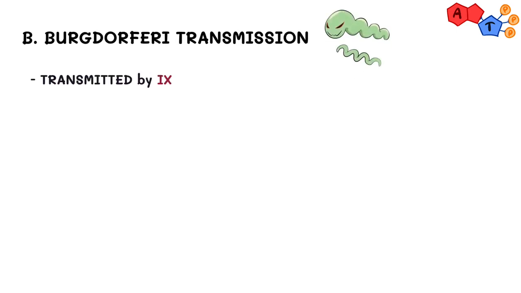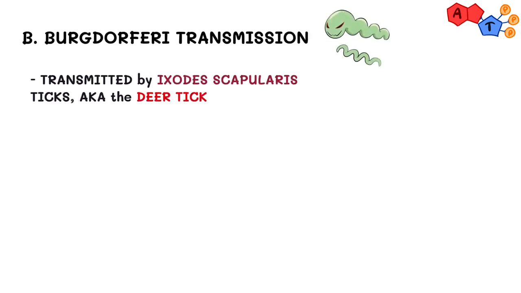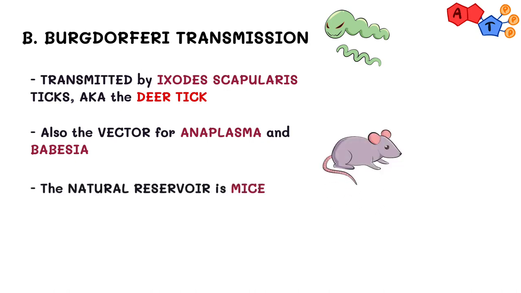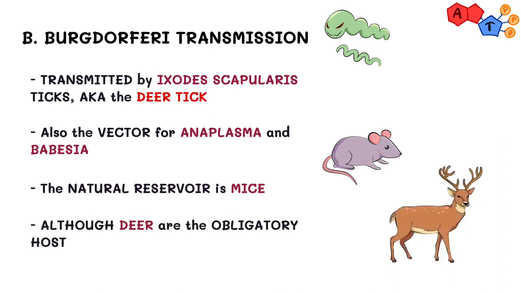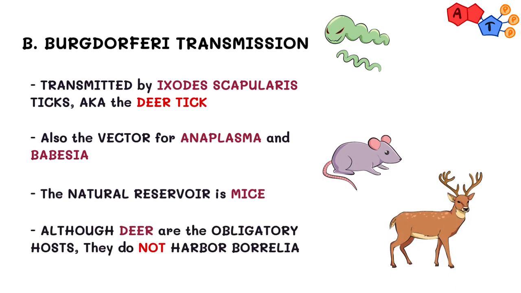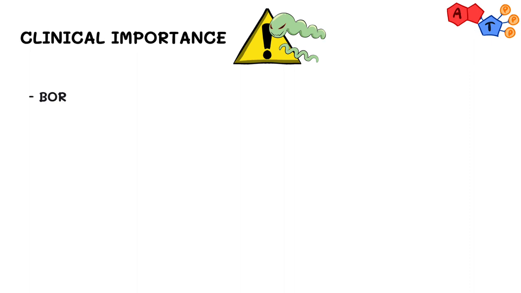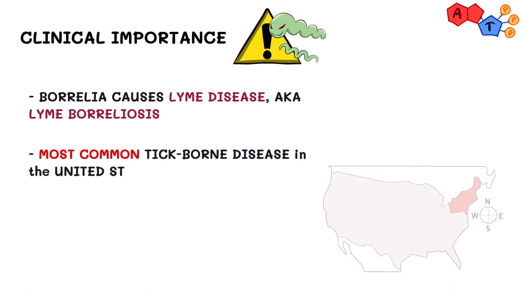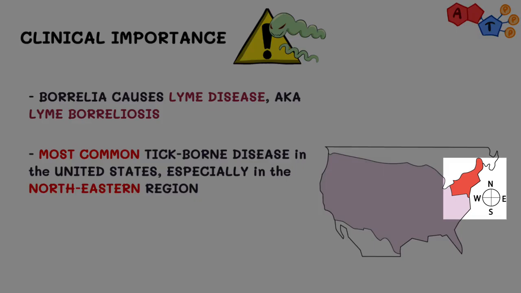Borrelia is transmitted by ticks known as Ixodes scapularis, or simply the deer tick, which are also the vector for Anaplasma species and the protozoa Babesia. The natural reservoir for this organism is mice, and although deer are the obligatory hosts, they do not harbor Borrelia. We've stated previously that Borrelia causes Lyme disease, which is also known as Lyme borreliosis. The disease occurs worldwide, and it's the most common tick-borne disease in the United States, especially in the northeastern region.